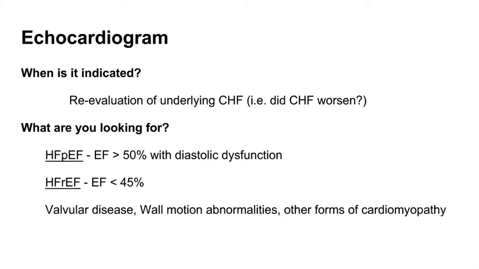Now, if they have an EF of less than 45%, that's usually called heart failure with reduced ejection fraction, or HFrEF. Anywhere between 45 and 55% is honestly a little bit of a gray zone, but these numbers generally do coincide with what we have as the definitions for the disease. Other things you can look at on an echo are things for valvular disease, wall motion abnormalities, signs of previous heart attacks, and then other forms of cardiomyopathy.